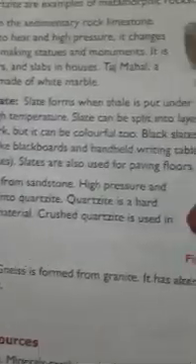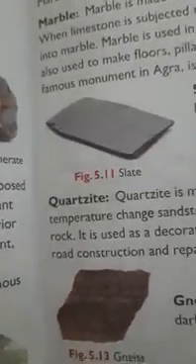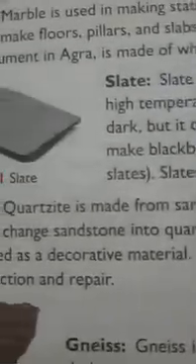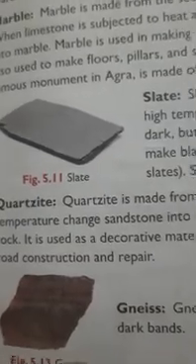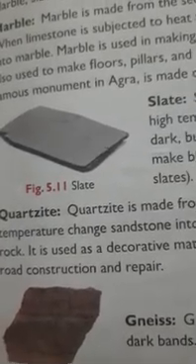Next example is slate. Slate forms when shale is put under pressure and high temperature. Here we have seen shale. Okay. So changes in shale makes the slate. Okay, what we have seen, some changes in the limestone makes marble, and changes in shale makes slate. Slate forms when shale is put under pressure and high temperature.